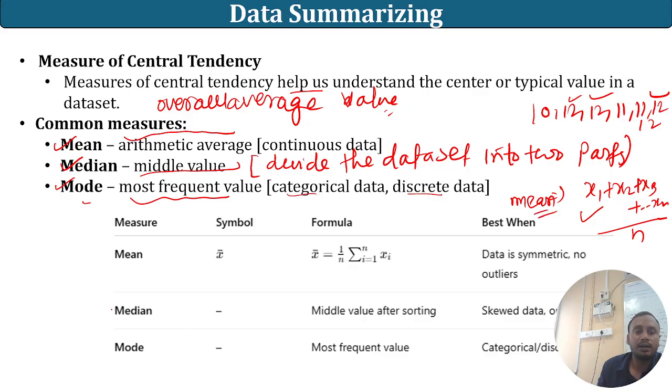Then we have the median value. After sorting, the median is useful for skewed data. Then the mode value is the most frequent value. This is all about the central tendency values. This is also descriptive only. Based upon this data, we can't infer or give any conclusion about the sample or the population.